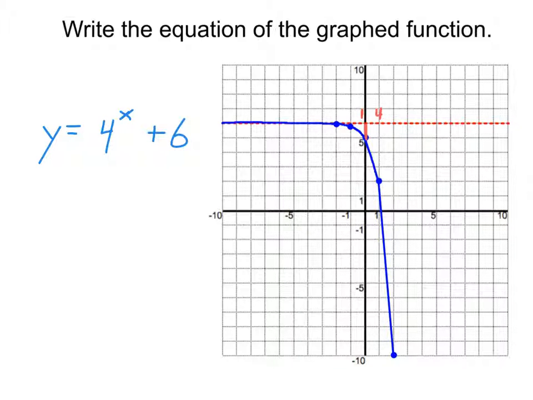But as some of you have already observed, of course, this isn't the final equation, right? Because if this were my final equation, it would actually be up here. It's below the asymptote. And anytime it's below the asymptote, you've got a negative out front of it.